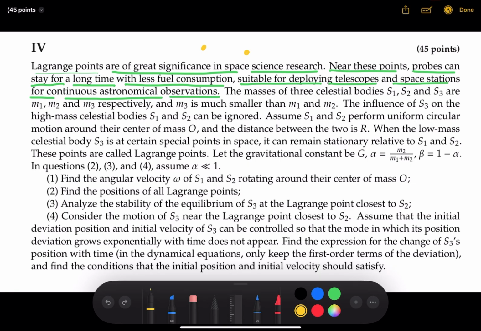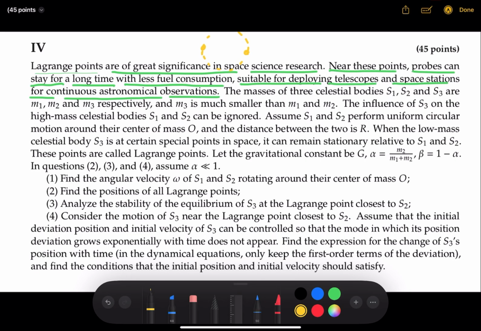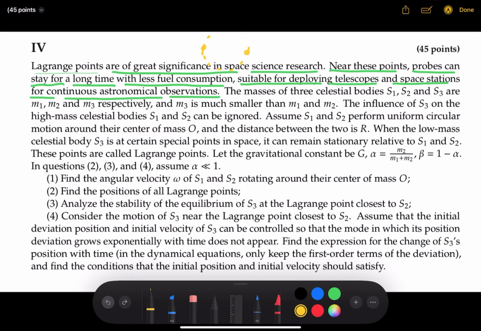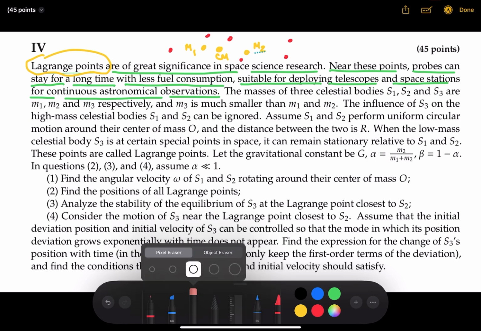Let's just say that there are two masses, for instance, so we've got two binary stars that are rotating about their center of mass. So if we've got m1 and m2 that are rotating about their common center of mass, then there are specific Lagrange points in the rotating reference frame around m1 and m2 where the net force vanishes, right?